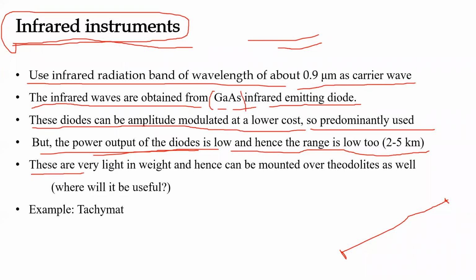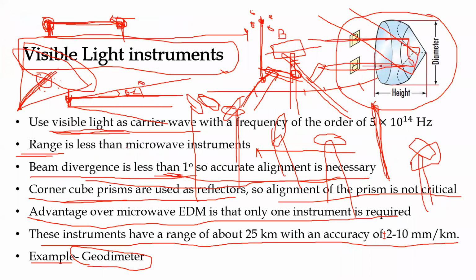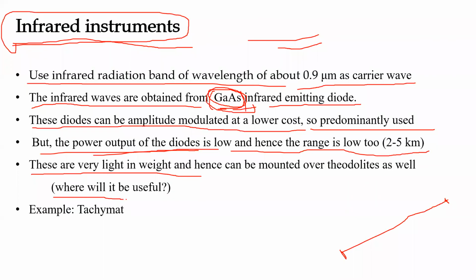These are very light in weight. Light in weight means that the gallium arsenic diode is of very light weight. So the weight of the overall infrared instrument will not be much, and because of this it can be mounted over theodolites as well. Now this is where my question is, where will it be useful?